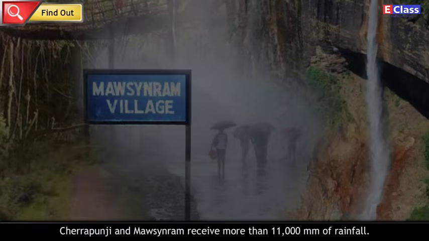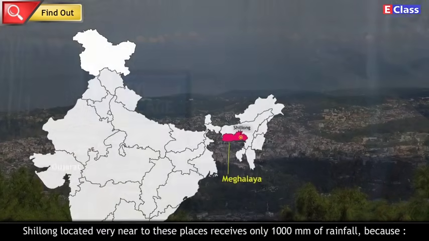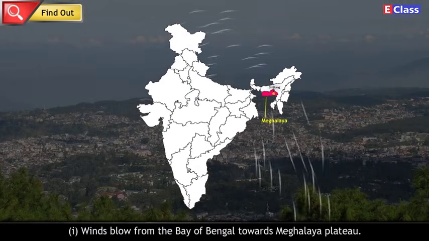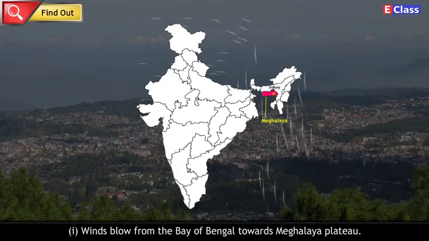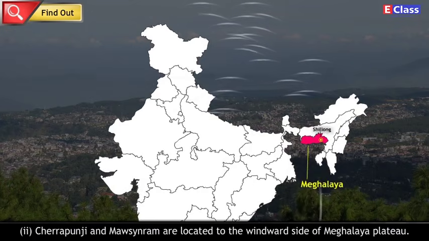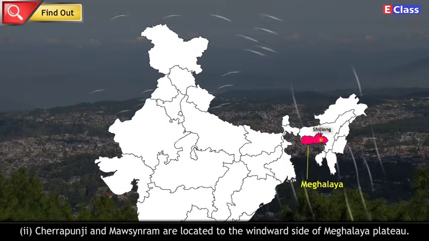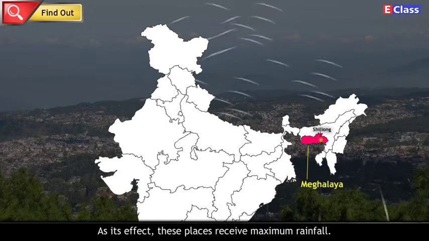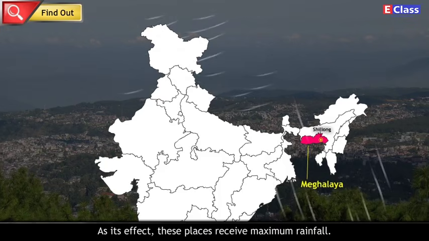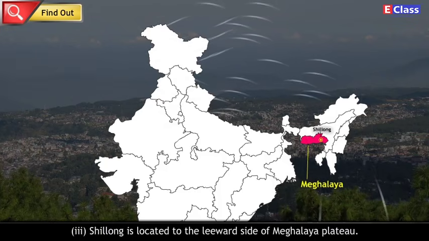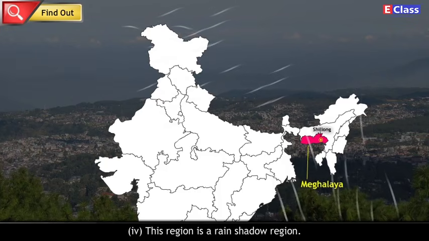Answer: Cherrapunji and Mawsynram receive more than 11,000 mm of rainfall. Shillong, located very near to these places, receives only 1,000 mm of rainfall because winds blow from the Bay of Bengal towards the Meghalaya plateau. Cherrapunji and Mawsynram are located on the windward side of the Meghalaya plateau. As its effect, these places receive maximum rainfall. Shillong is located on the leeward side of the Meghalaya plateau. This region is a rain shadow region.